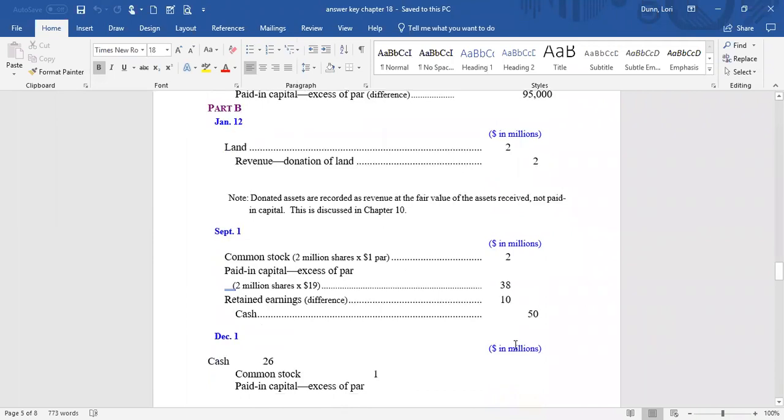Well, when we are restoring that to unissued status, we want to decrease any paid-in capital related to the stock being retired. Now, we paid cash of $50 million. The difference between the $40 million that we originally received for the stock and the cash of $50 million we had to pay will be debited to retained earnings. $10 million debited to retained earnings.